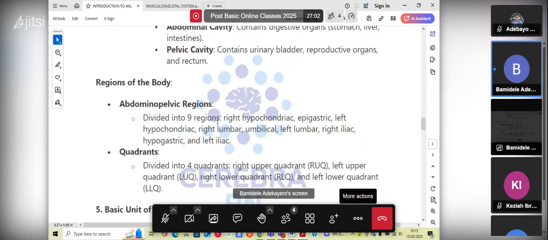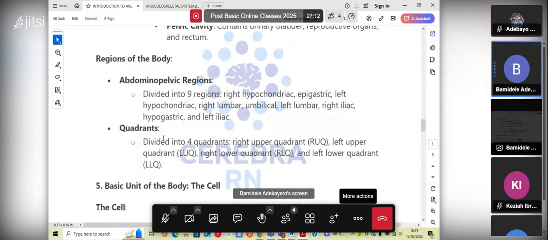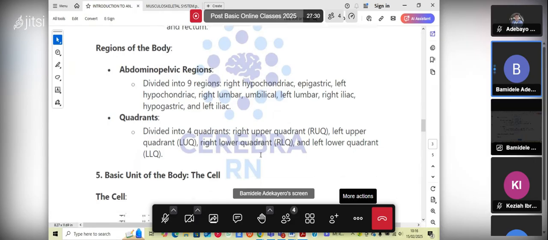So the abdominopelvic areas as a whole are further subdivided into 9 regions, which I've listed here. Okay, and then we also have quadrants. So it can be divided into quadrants as well. Right upper quadrant, left upper quadrant, right lower and left lower quadrant. All of this is just for simplicity's sake, to be able to identify which part houses which organ.